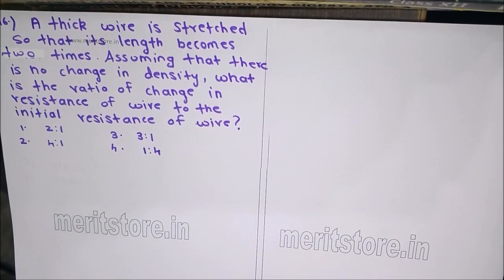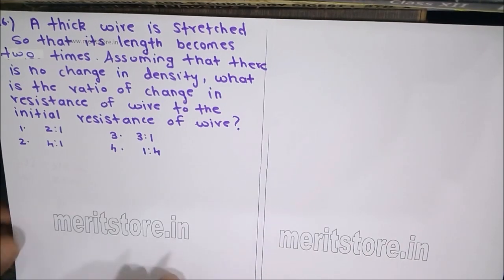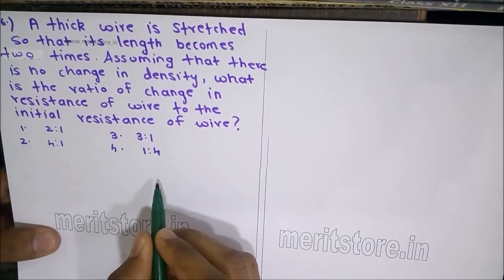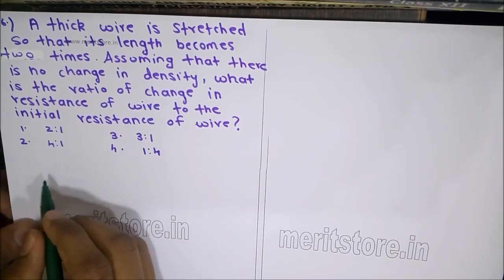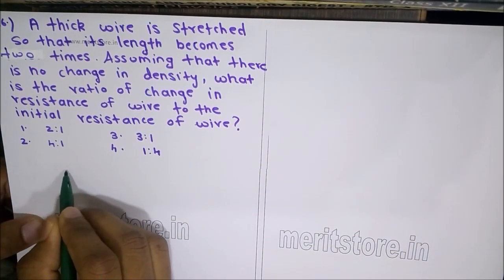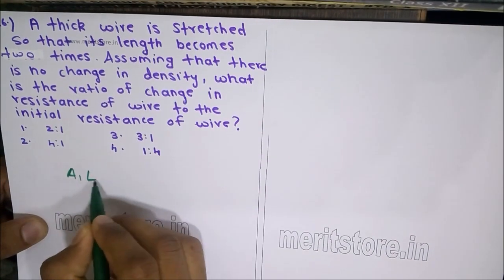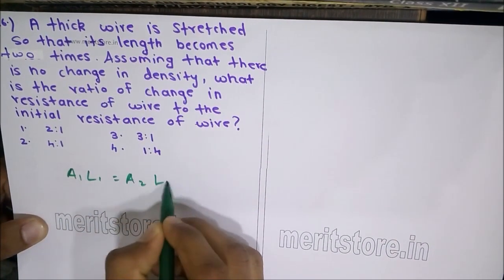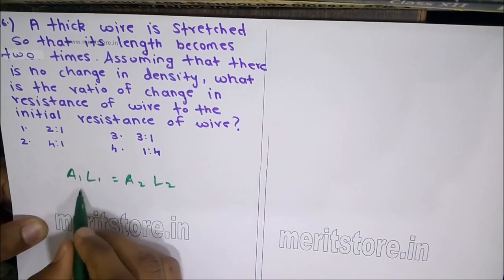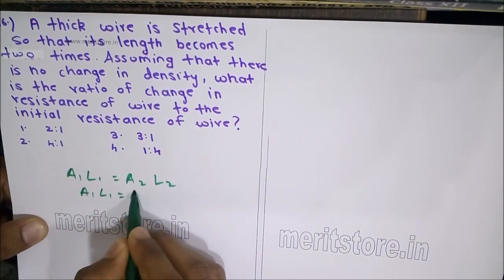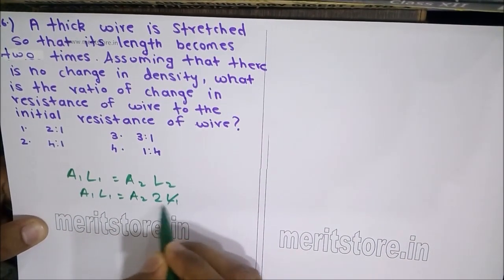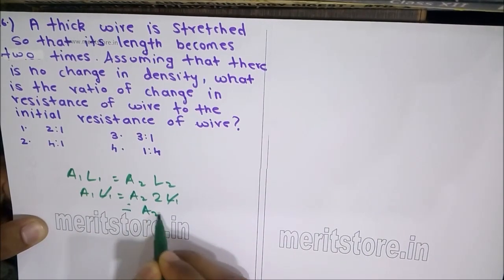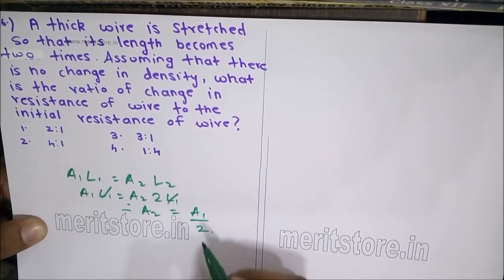A thick wire is stretched so that its length becomes 2 times. Assuming that there is no change in density, what is the ratio of change in resistance of the wire to the initial resistance of the wire? Since there is no change in the density, we need to know that the volume of the wire remains constant. That is, A1 into L1 equals A2 into L2. Now L2 becomes twice L1, so A1 L1 equals A2 into 2 times L1. Therefore, the final area A2 is A1 by 2.